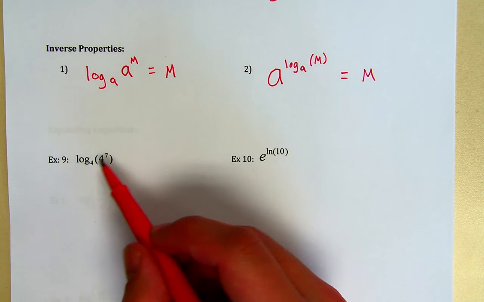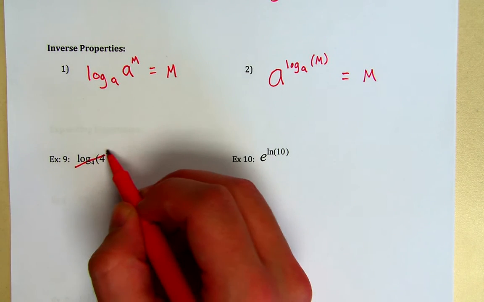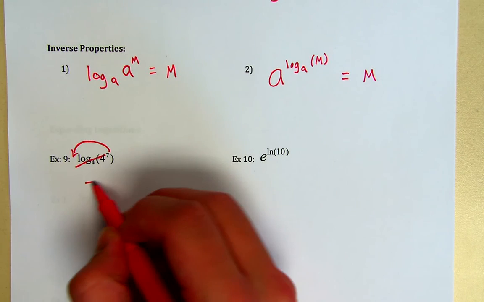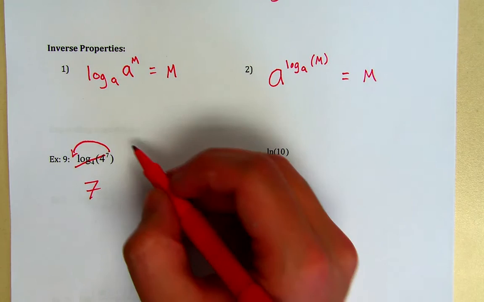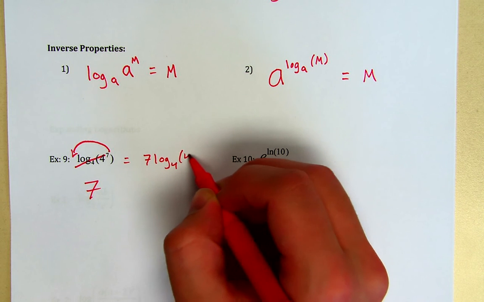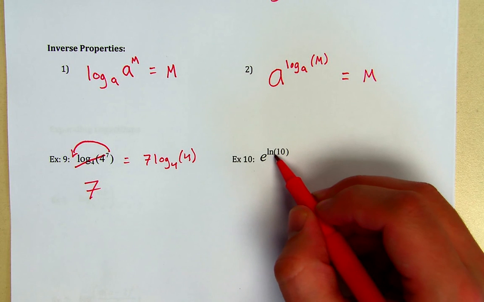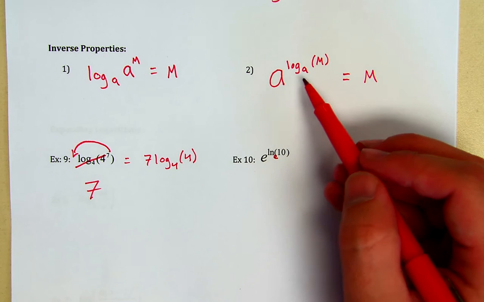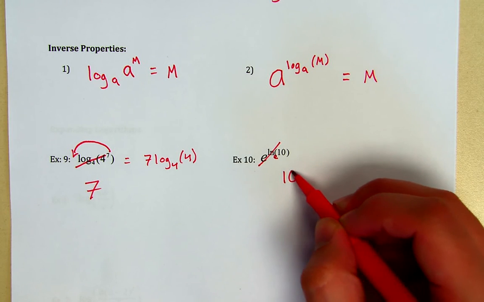So here I see, hey, log base 4 of 4. That goes away. The 7 comes on down. So really I'm just left with 7 as the answer. Because I could write this as 7 log base 4 of 4. Here, remember that the base of natural log is actually e. So that's that inverse property up here. We're going to be left with just 10.